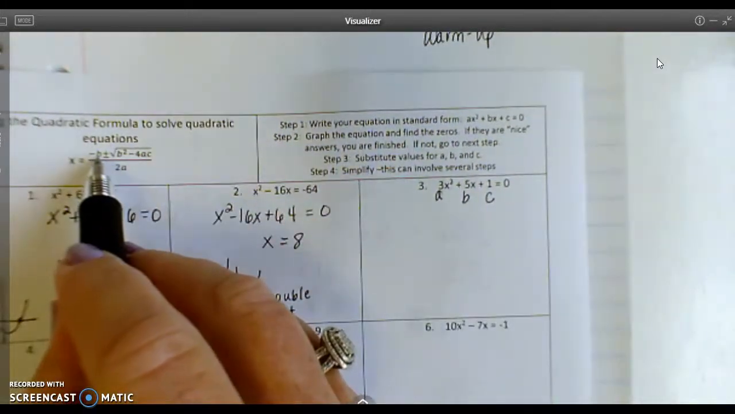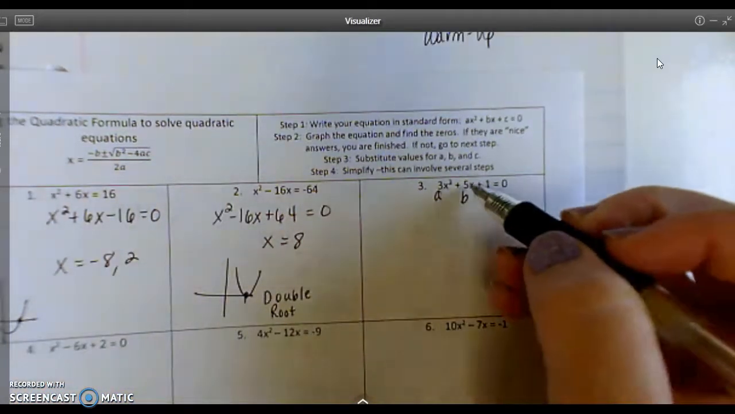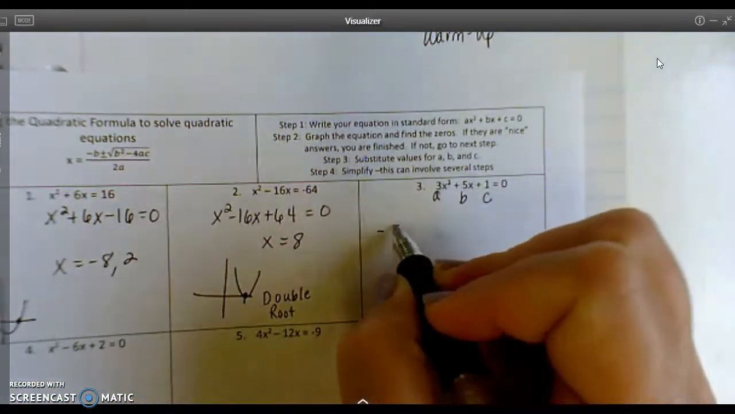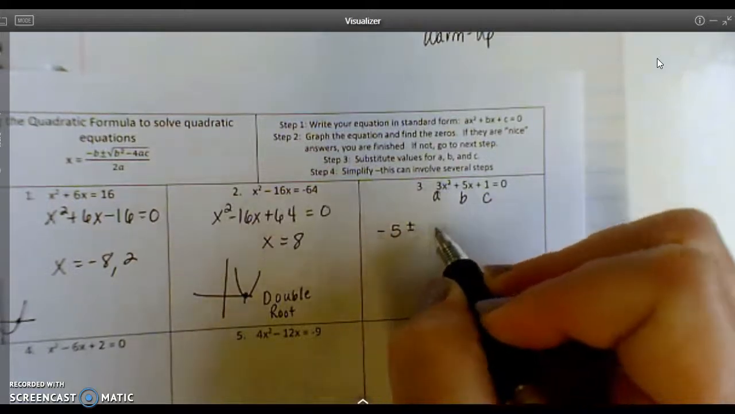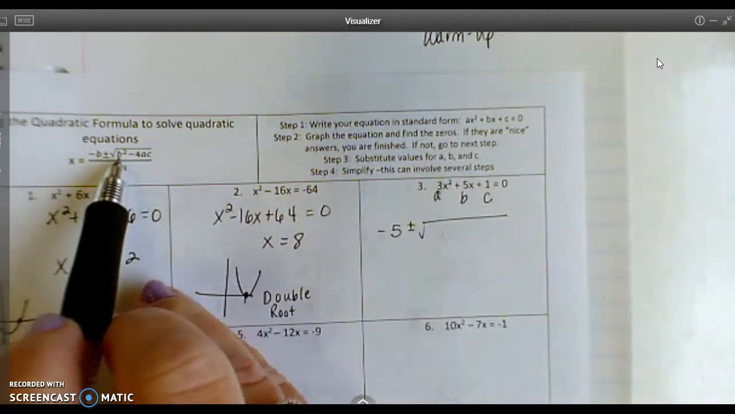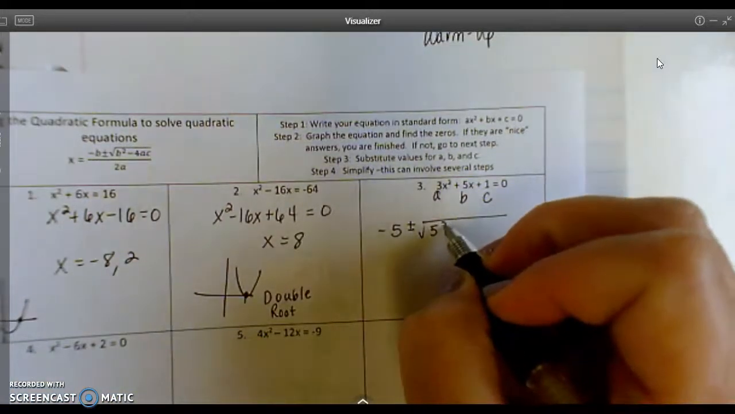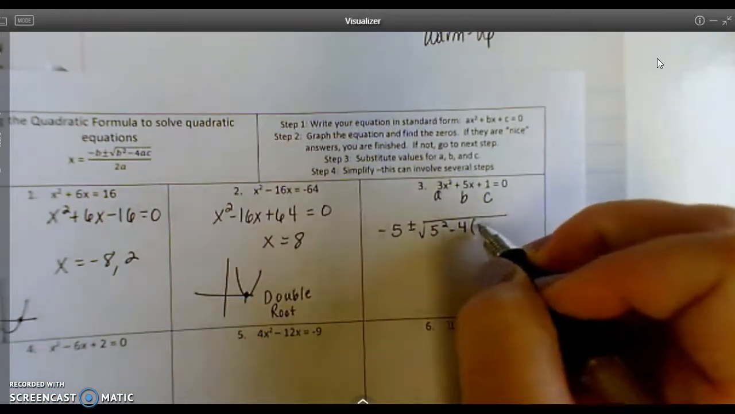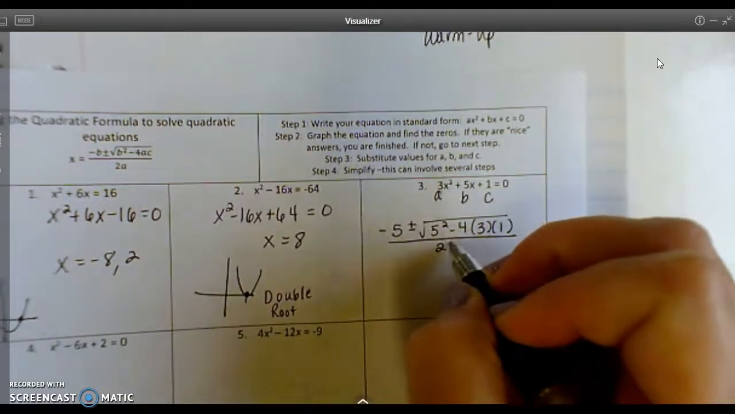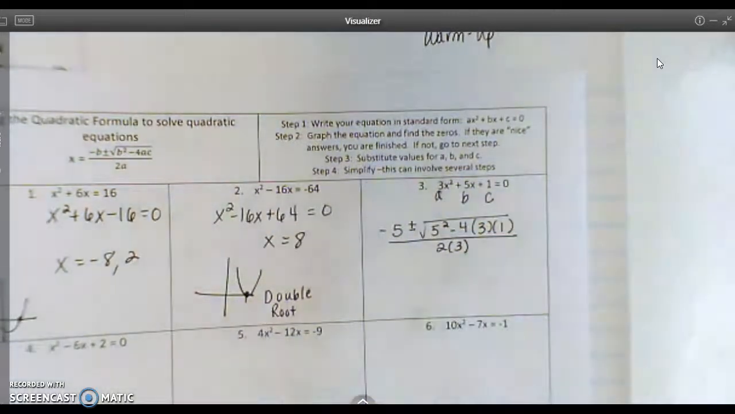All right, so you do negative B. So 5 is B, and it says negative, so I'm going to change it to a negative. So negative 5 plus or minus square root of B squared minus 4AC over 2A. So all I did is I put each of those numbers where A, B, and C go in the problem.